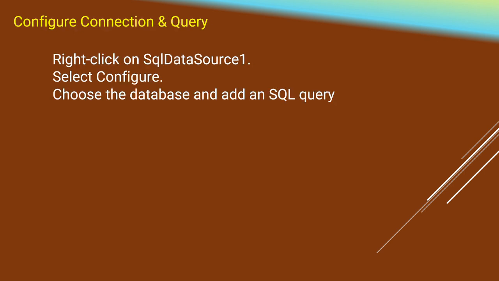Next, we need to configure our SQL data source. Right-click on SQL data source 1 and select Configure. In the configuration wizard, choose your database connection. Then add an SQL query to retrieve the data you want to display, such as select star from your table. This setup is crucial for fetching data from your database.